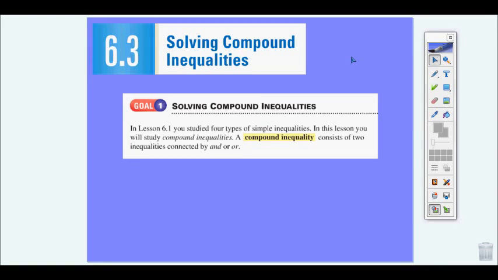6.3 is going to talk about compound inequalities. In 6.1, we studied 4 types of simple inequalities, and in this lesson, you will study compound inequalities. A compound inequality consists of 2 inequalities connected by and or by or.